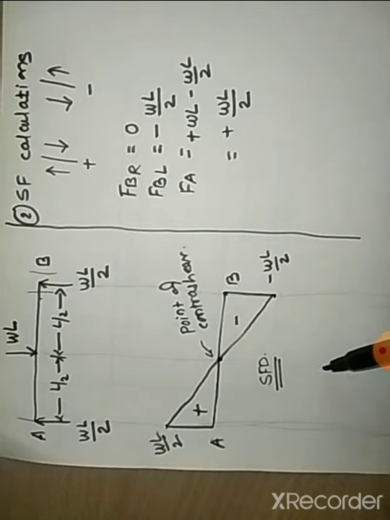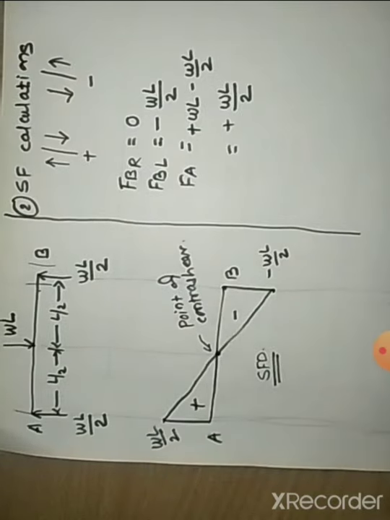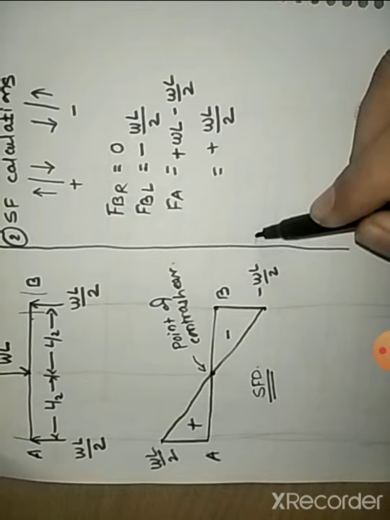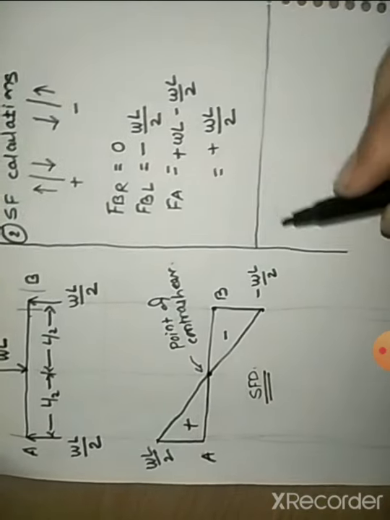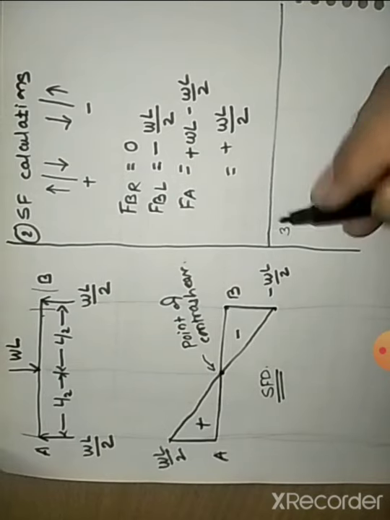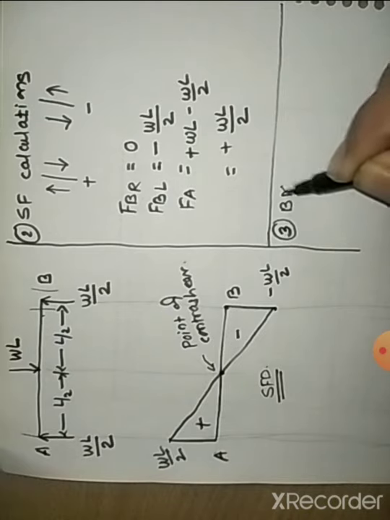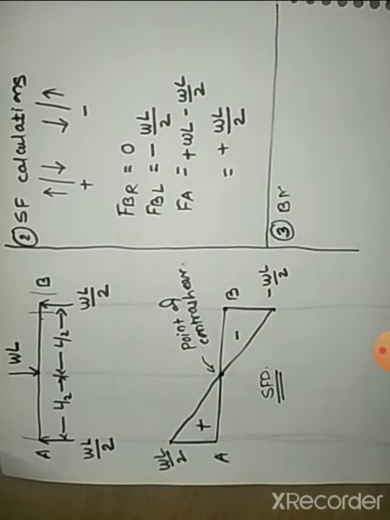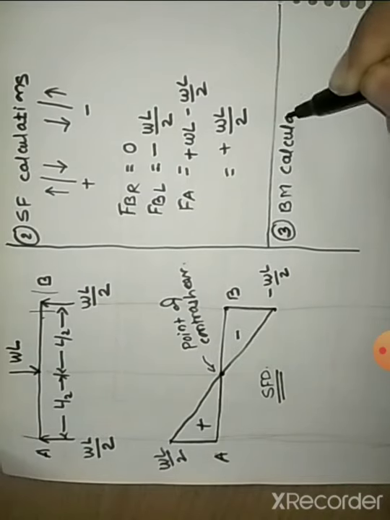And at the same point, what is one more significance of the point of contra shear? At the point of contra shear, the value of bending moment will be maximum, right? So next part is bending moment calculations.